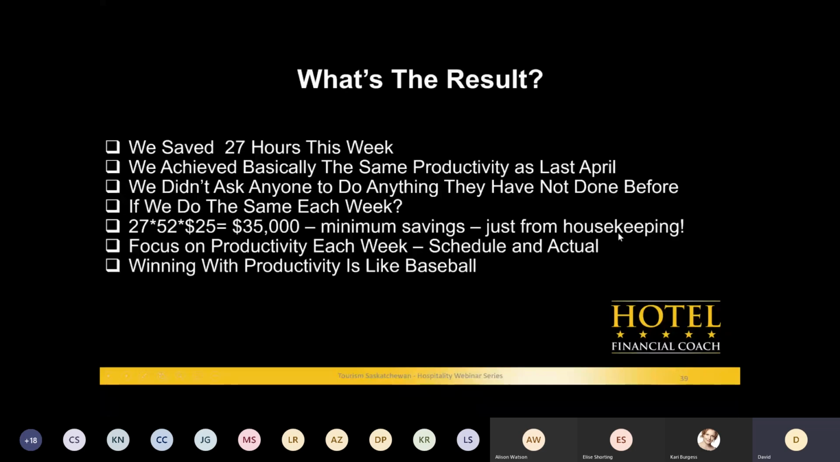So focus on productivity each week. Review the schedule, review the actual. Know what your targets are and work to improve them. Just like Mr.